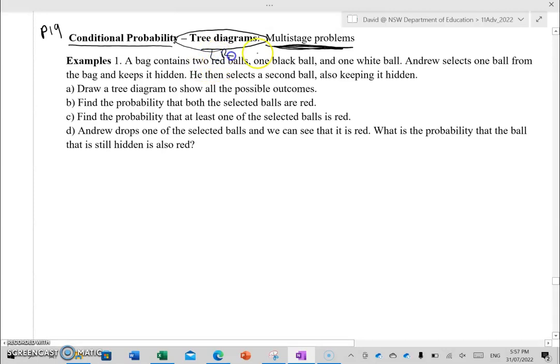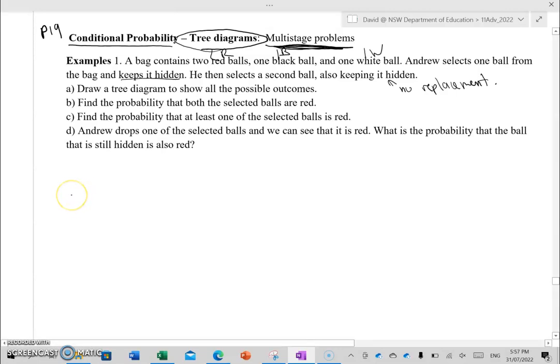A bag contains 2 red, 1 black, 1 white. Andrew selects 1 ball from the bag, keeps it hidden. Then he selects a second ball, also keeping it hidden. So that makes it very clear, no replacement. We're not replacing. He's taken a ball, keeping it hidden, then taking a second ball. Draw a tree diagram to show all possible outcomes.